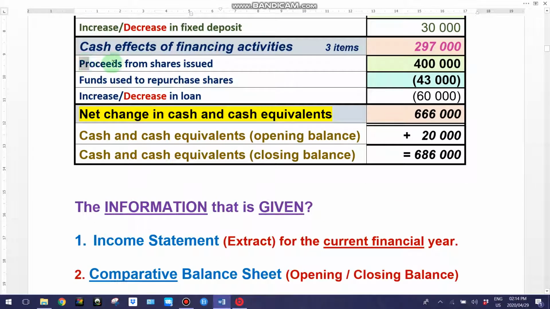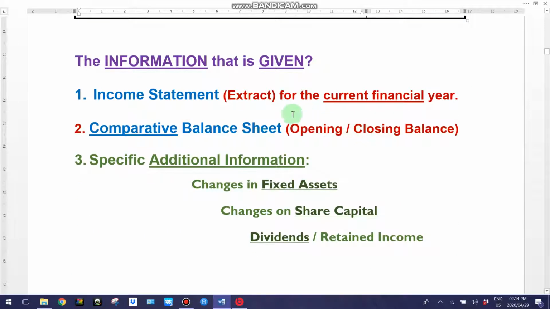I need to know how much of shares were issued during the year, and I also want to know how much the company spent to buy back shares during this financial year. So when I look at my balance sheet and I look at last year's balance compared to this year's balance, it's simply telling me the opening and closing balance. It's not going to tell me the actual changes that happened to the capital account. So I need to look for this in the additional information that is provided.